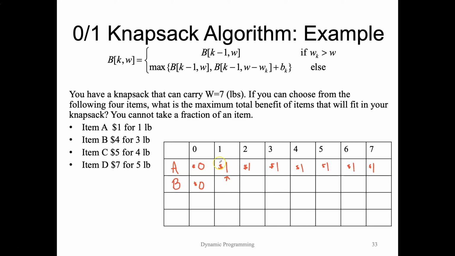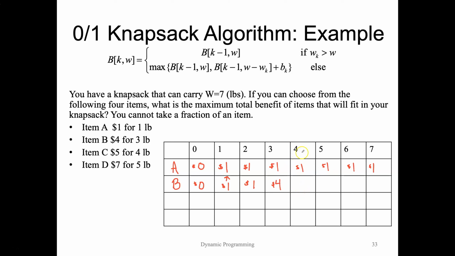So this is the best way that we can choose from just the first item A if our backpack can hold 1 pound. So this is going to have the same value. And this is that we don't take item B, we only take item A. Now here we get the opportunity to take item B, but we have to figure out, should we? If we don't take item B, we'll get $1. If we do take item B, we'll make $4, and then we won't have any room left over for anything else. Well, $4 is better than $1, so definitely we'll take item B.